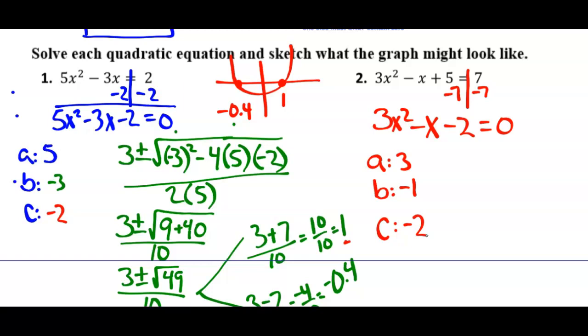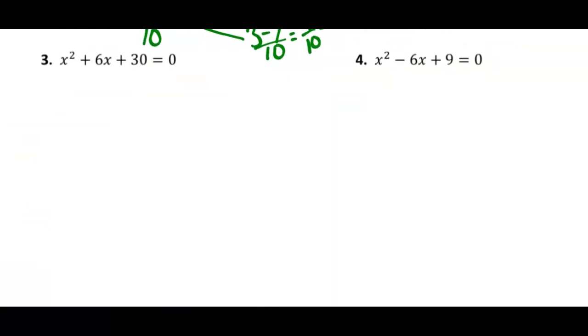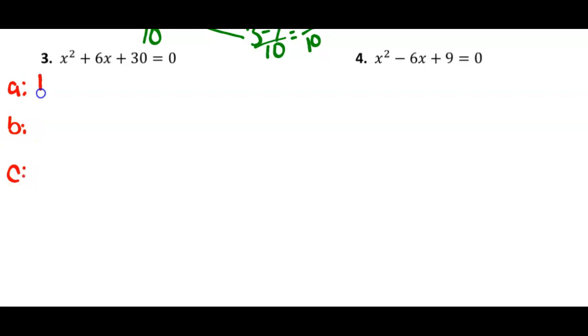Number 3, we're going to take a look at in class. Oh, number 3 must be down here further. But what's your a, what's your b, what's your c? My a is 1, my b is 6, my c is 30. Okay? Let's take a look at that, and then we're going to do number 4 in class.